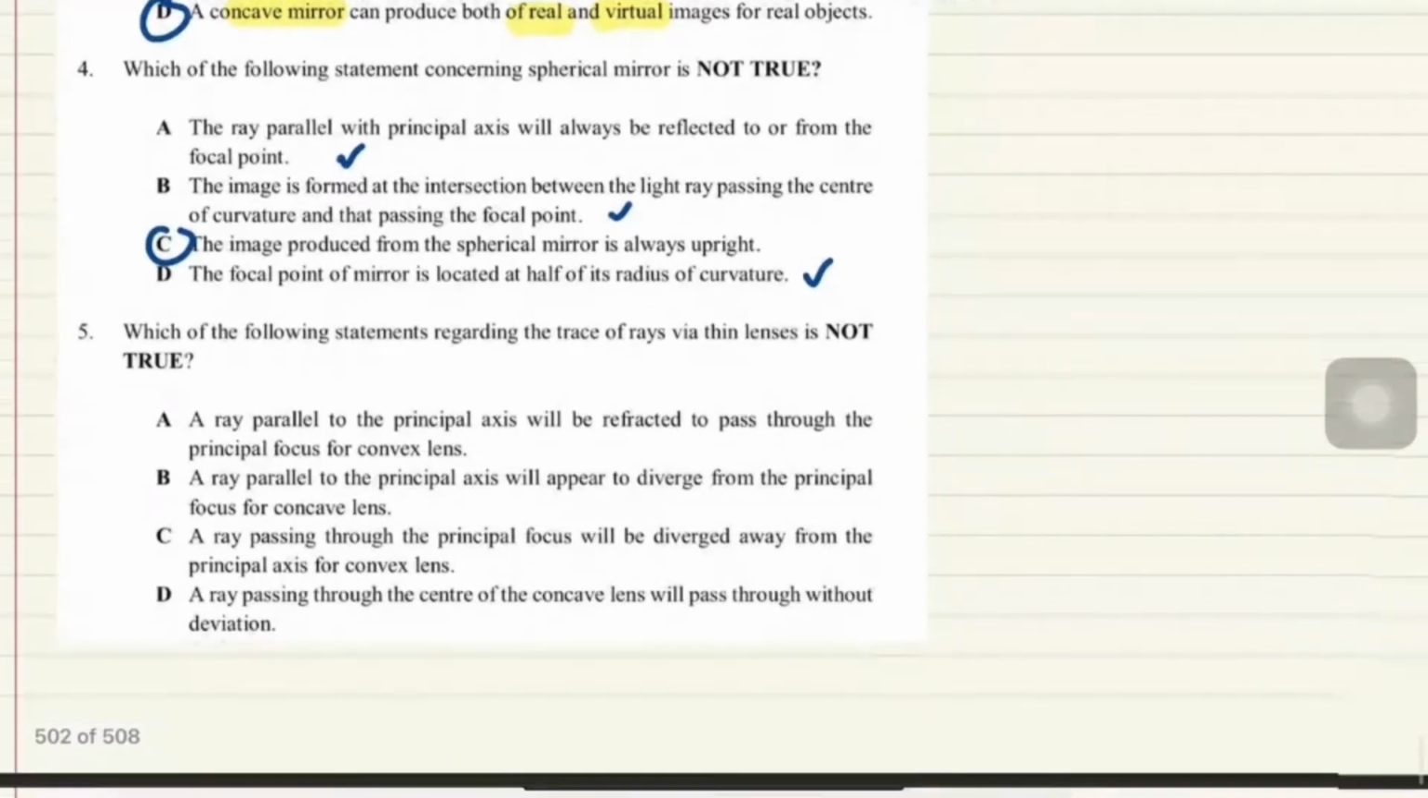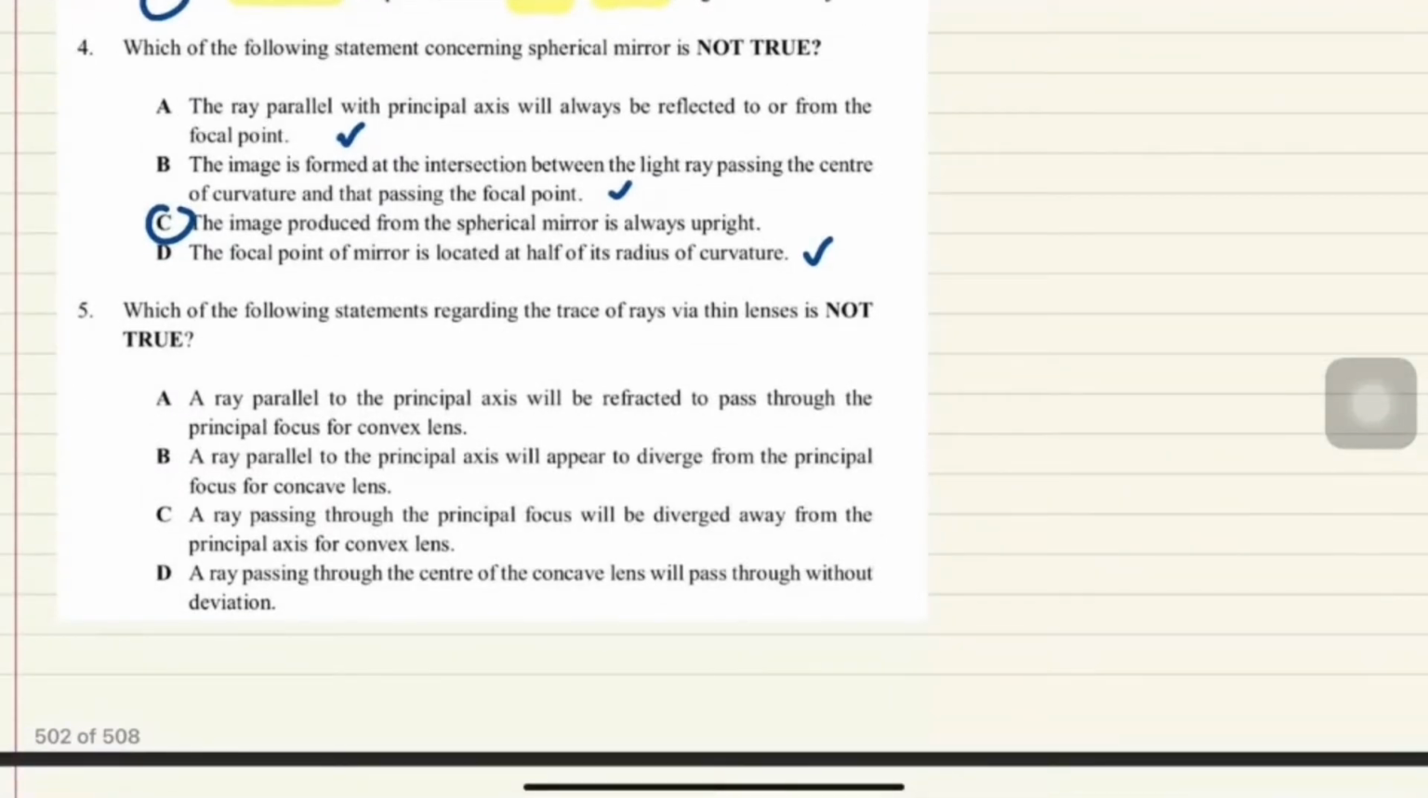Question number 5. Which of the following statements regarding the trace of rays via a thin lens is not true?